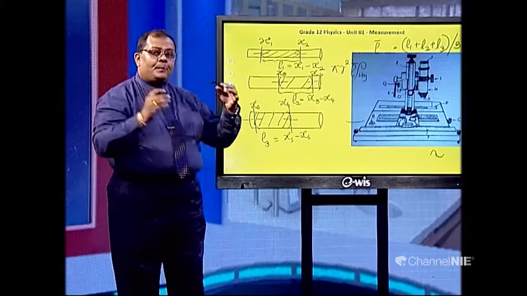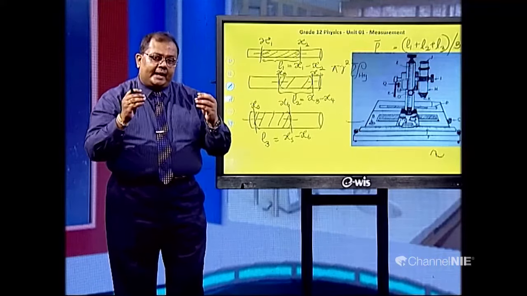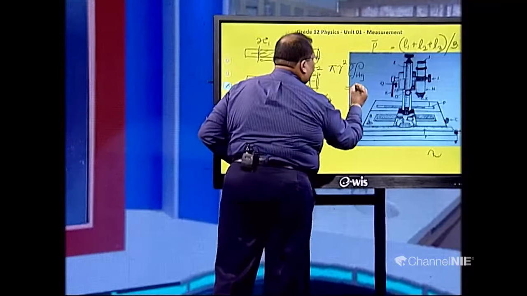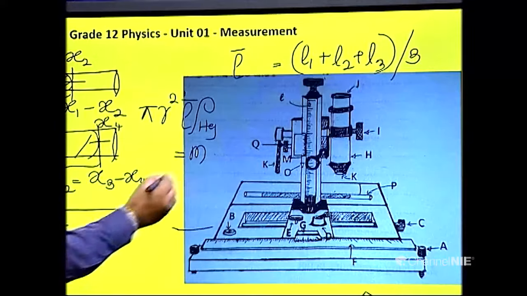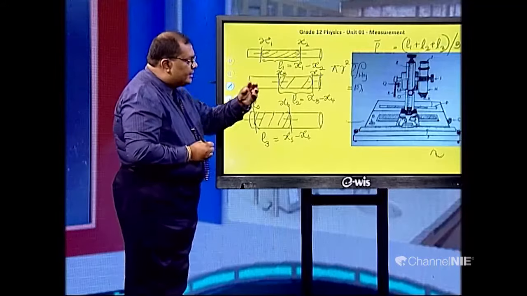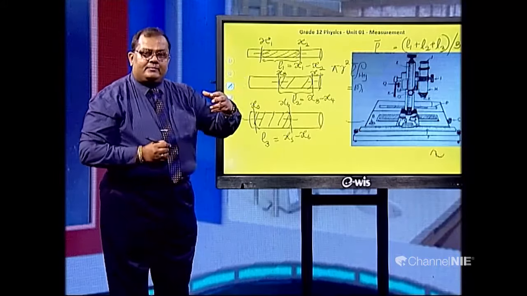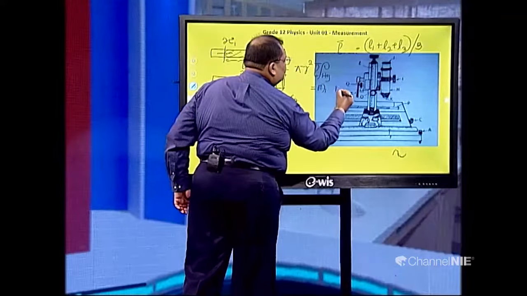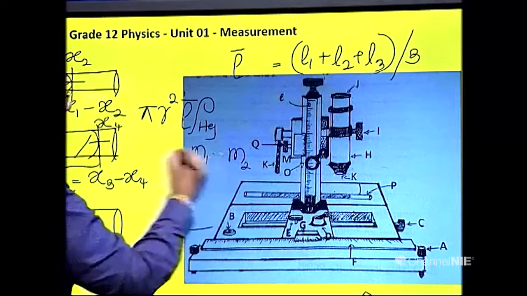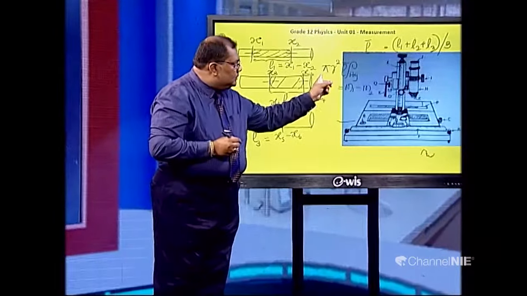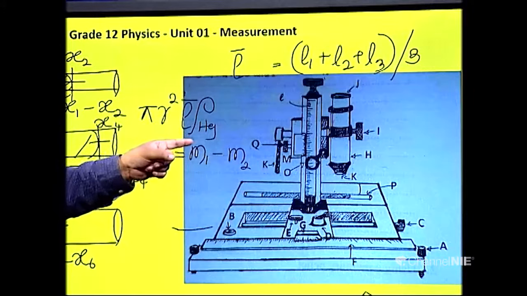Exactly how do you measure that? First we measure the mass of the tube and mercury together, M1, the mass of the mercury pellet and tube. That is the first reading. After that, remove the mercury pellet and measure the mass of the empty tube, M2. Then the difference of them is equal to the mass of mercury. If you know the mass of mercury, it is equal to πr squared, the volume, into density.